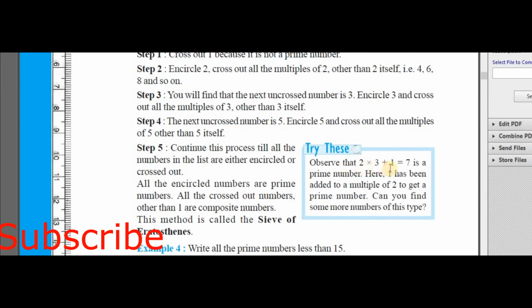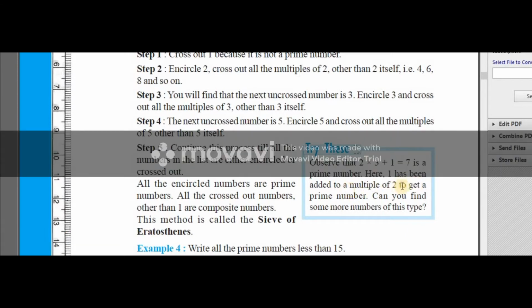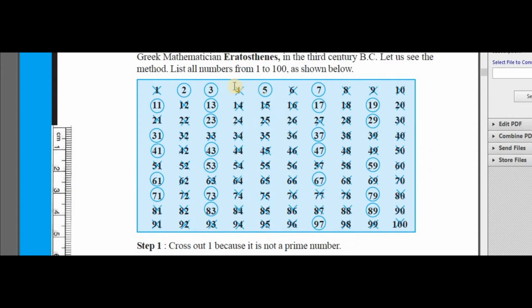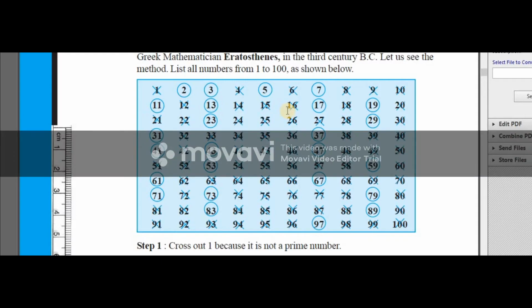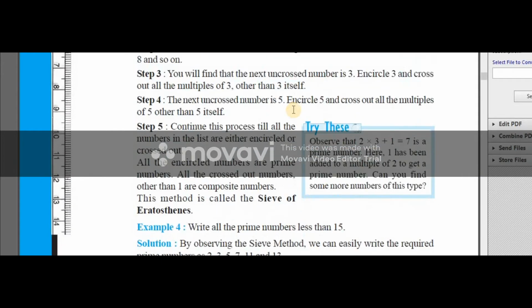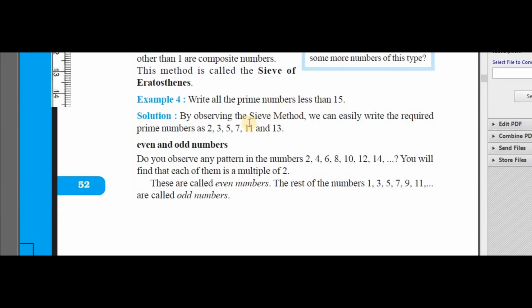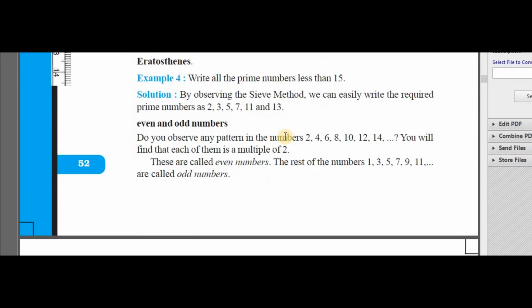Observe that 2 into 3 plus 1 is equal to 7 is a prime number. Here 1 has been added to a multiple of 2 to get a prime number. Can you find some more numbers of this type? So yes, of course we can find: 5 twos are 10, plus 1 is 11. Still any other prime number we'll get like this. Like that pattern he is asking. Okay, write all the prime numbers less than 15: 2, 3, 5, 7, 11 and 13. So we can easily identify that.